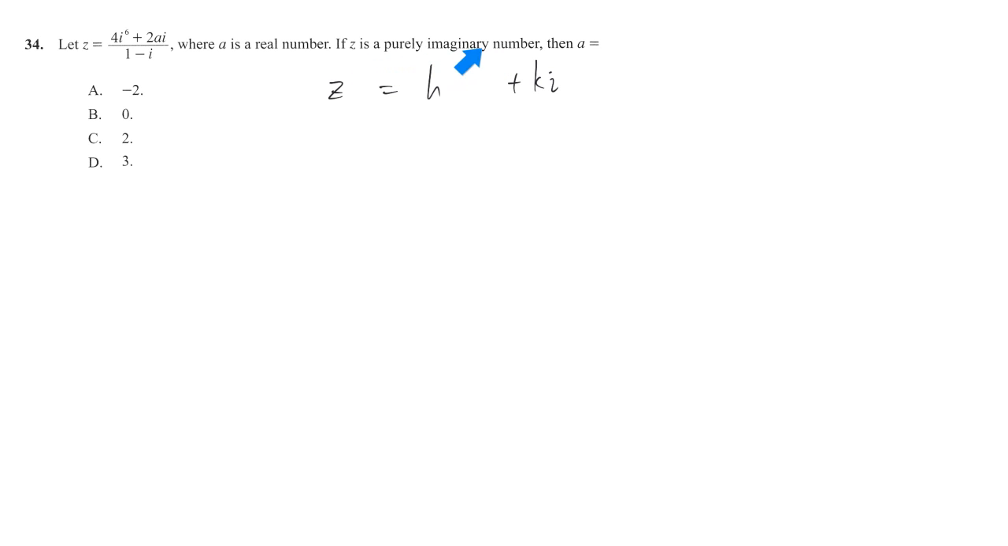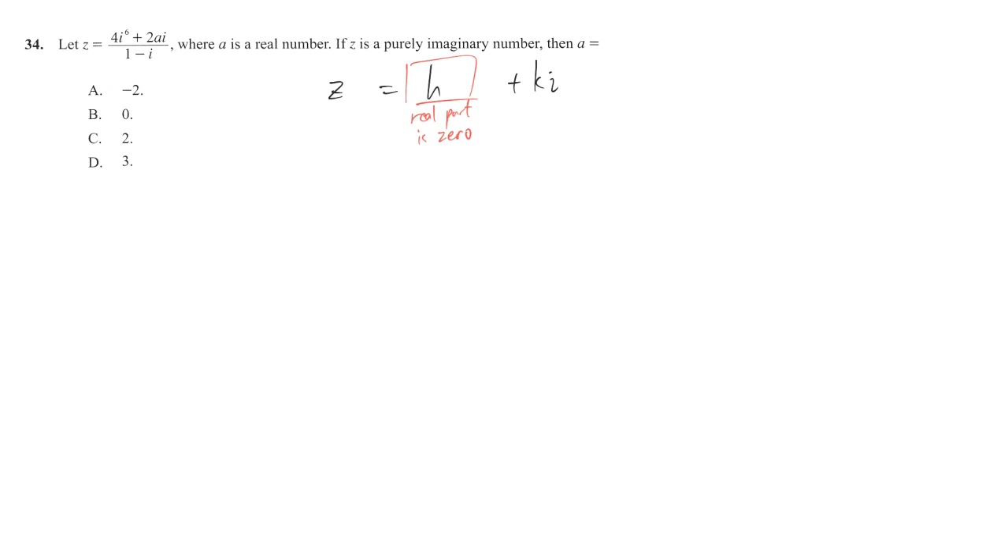And the question says purely imaginary. That means they are telling you that the real part is basically 0, and we don't know much about the imaginary part. So that is the information we are going to use. But now the problem is that this is not yet separated into the real part and imaginary part. The operation to separate it is exactly the same as rationalizing a fraction.